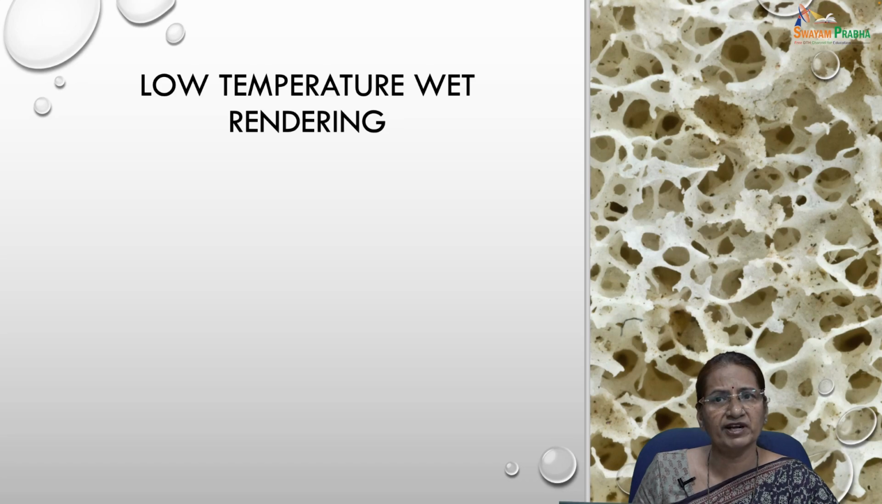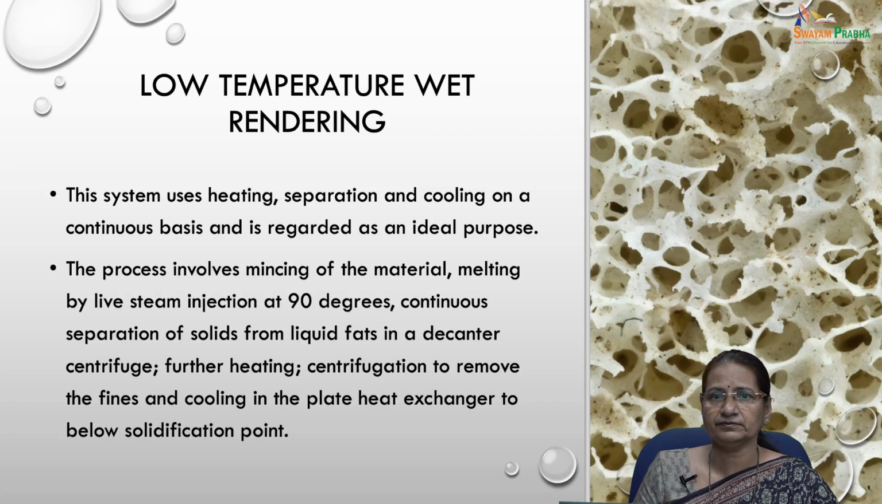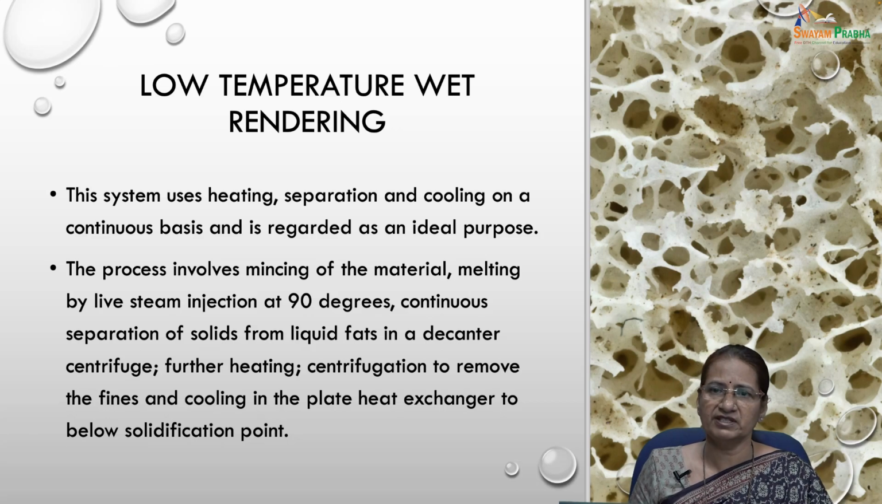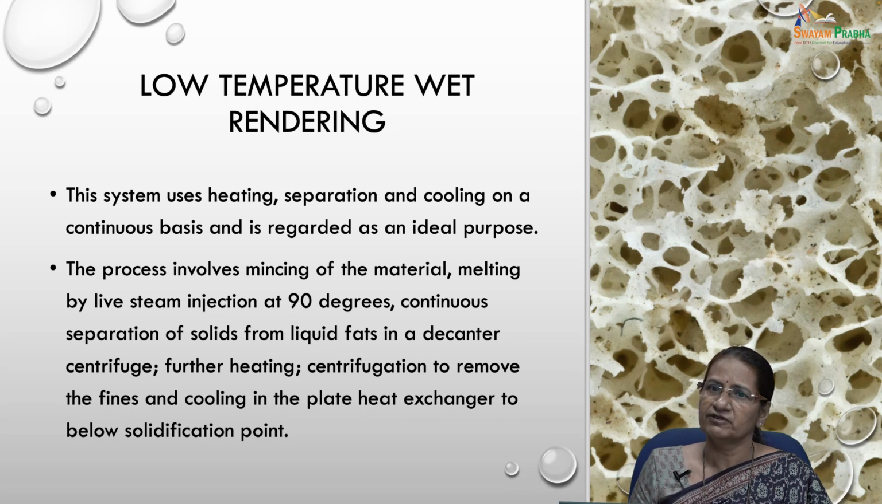Now, low temperature wet rendering. This system uses heating, separation and cooling on a continuous basis and is regarded as an ideal process. The process involves mincing of the material, melting by live steam injection at 90 degrees, continuous separation of solids from liquid fats in a decanter centrifuge, further heating, centrifugation to remove the fines and cooling in the plate heat exchanger to below solidification point.